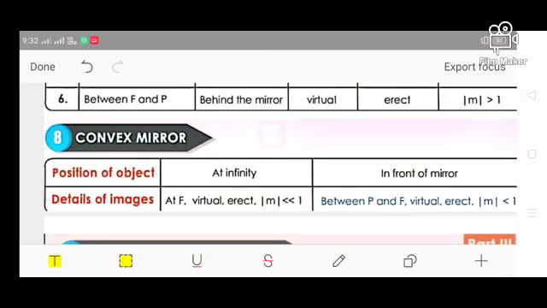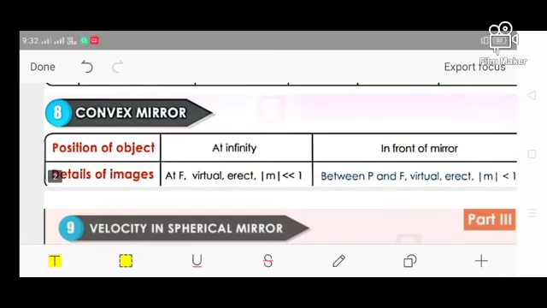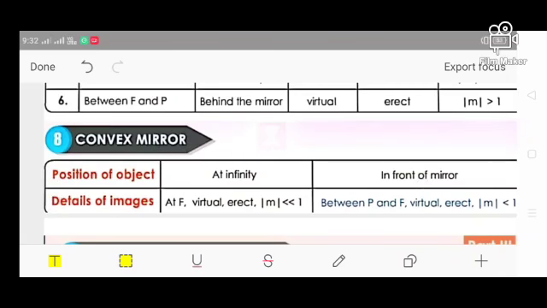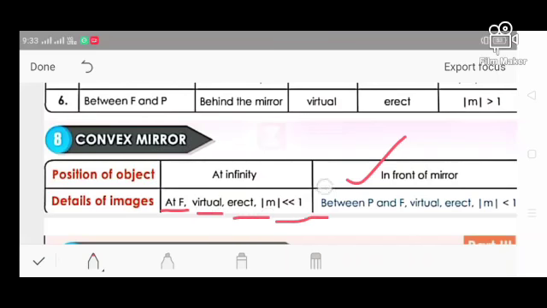Okay, so my dear friends, let's come to the another kind of mirror, that is the convex one. In case of the convex mirror, what is happening? The position of the object is at infinity, far away from the mirror. Then the image is produced in front of the mirror, very very important. The image is produced at the focal point, and it is a virtual image, erect image, and it is very very lesser than 1.